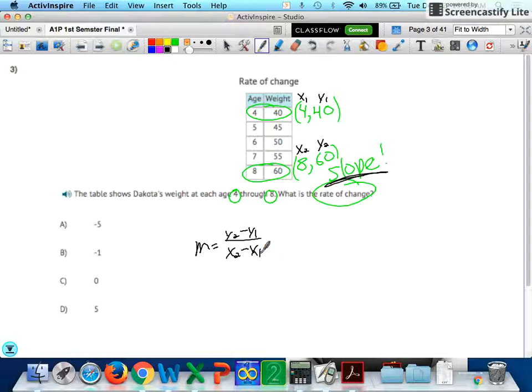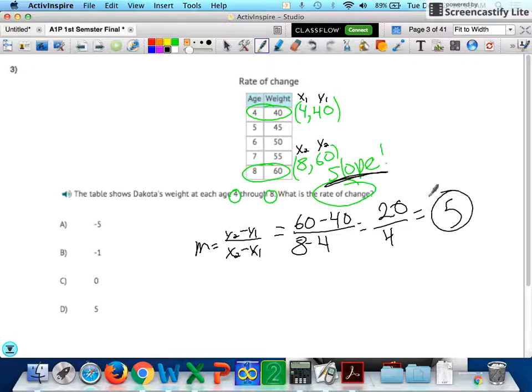Now to calculate that, I know that's going to be 60 minus 40, which I'm just grabbing from up here on my points, divided by 8 minus 4. What that is, a 20 on top, a 4 on bottom, and my slope is a positive 5. Answer should have been D.